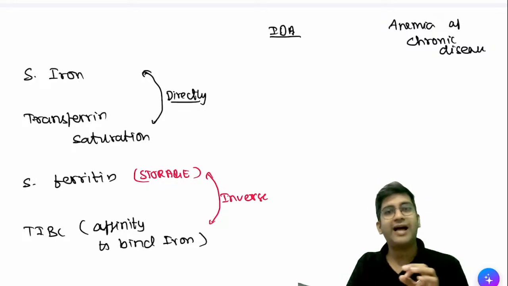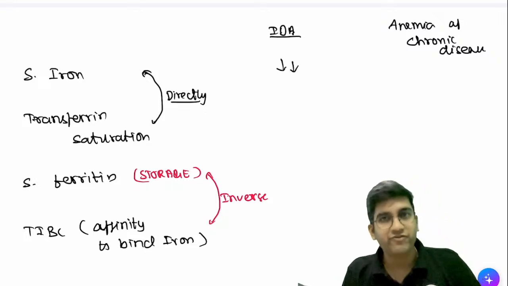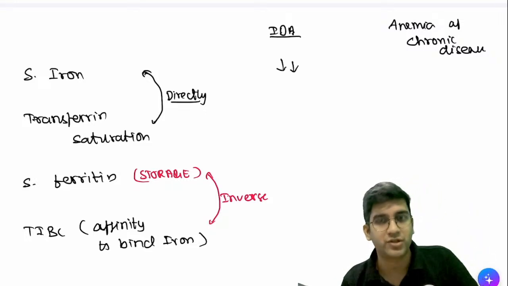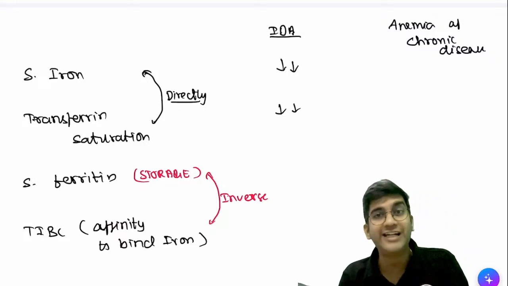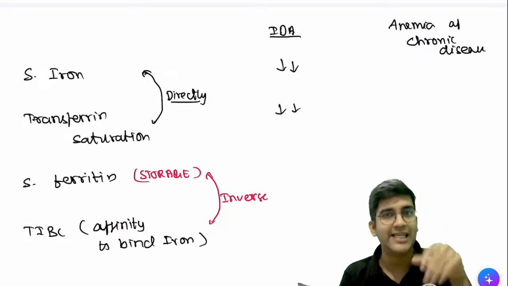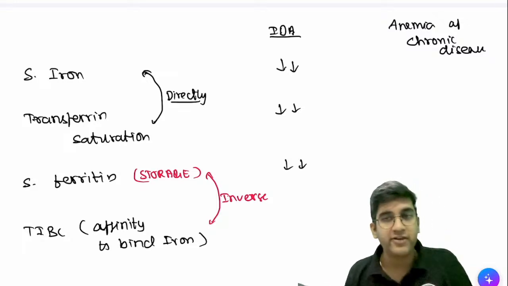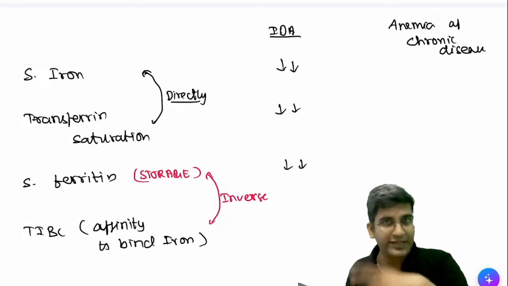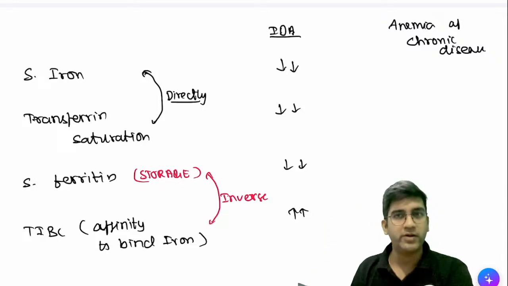Okay, what do you think will happen in iron deficiency anemia? Iron, the name says it is less. Then if that is less, what is happening to transferrin saturation? By default less. What will happen to ferritin? Storage in an IDA, less or more? By default less. If ferritin is less, what will happen to TIBC? It will be more. Don't memorize.